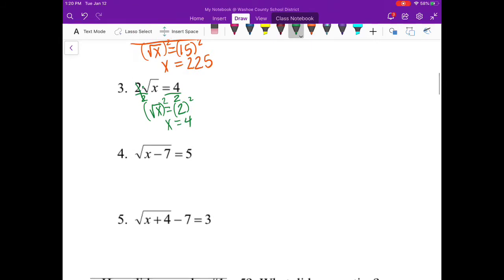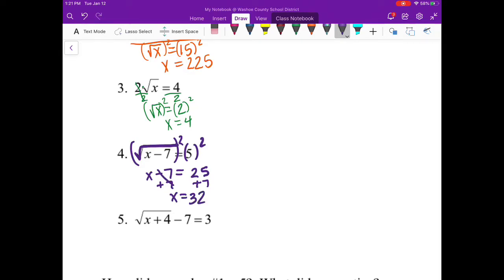Now for something like number 4, I can't move the negative 7 over first because everything is inside the radical. So again, think about what you do to get rid of the radical. You would want to square both sides. By me squaring the left side, it just gets rid of the radical. So all I'm left with is x minus 7 here, and then 25 on the right. So then I would add 7 to both sides. X comes out to be 32. Okay, so a little different.